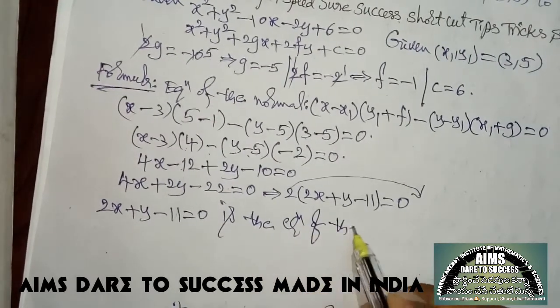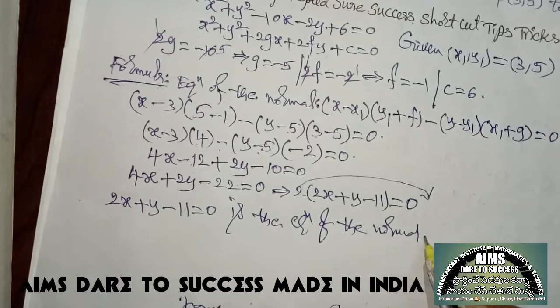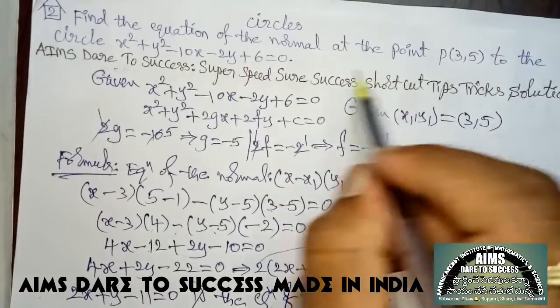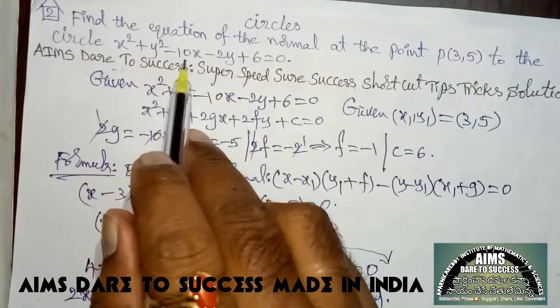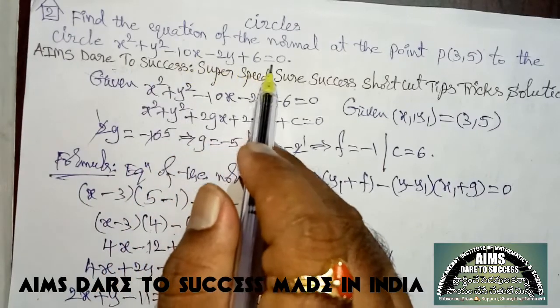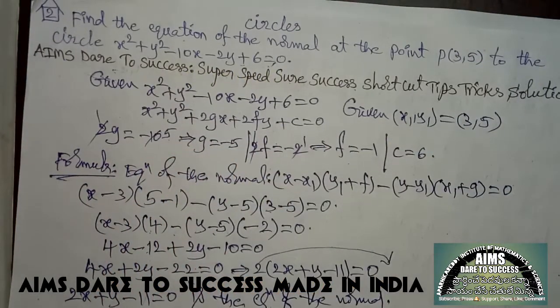2x + y − 11 = 0 is the equation of the normal using the given point P(3, 5) and the circle x² + y² − 10x − 2y + 6 = 0.